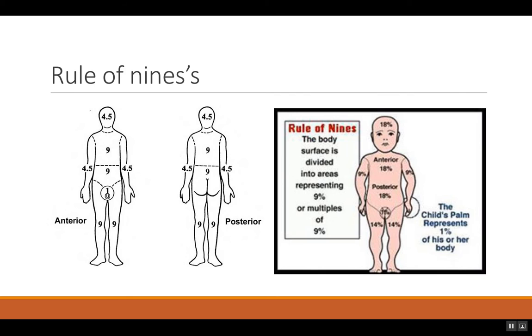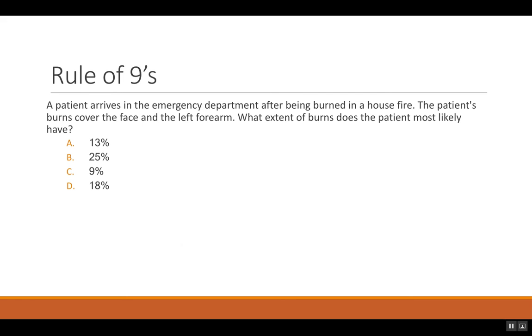Here's a picture for your rule of nines, and it's on page 1809 in Brunner's 13th edition. Question. A patient arrives in the emergency department after being burned in a house fire. The patient's burns cover the face and the left forearm. What extent of burns does the patient most likely have? It would be 9%, which is C, because 4.5 is for the face and 4.5 for the forearm.